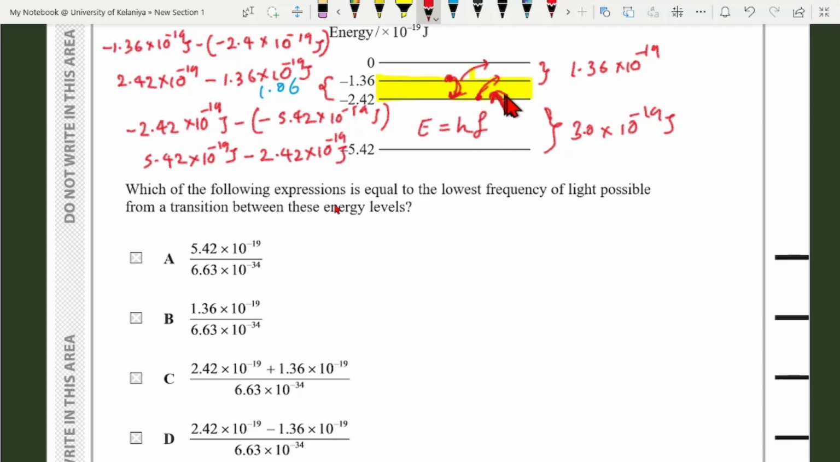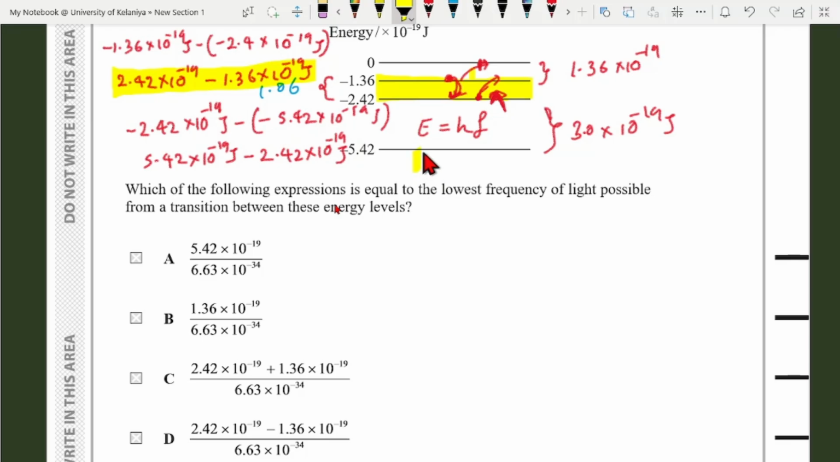Here they are absorbing a photon and here they are emitting a photon. Then it is equal to E equals hf. Then what is E? E is the energy of this transition, and we have taken it. What is it? It is, here I'm going to highlight it, 2.42 times 10 to the power minus 19. So that is the energy.